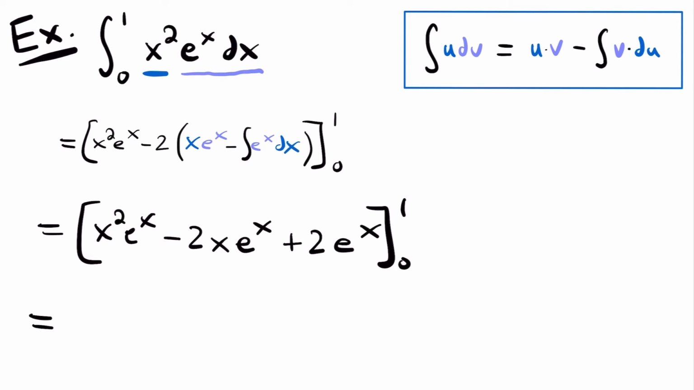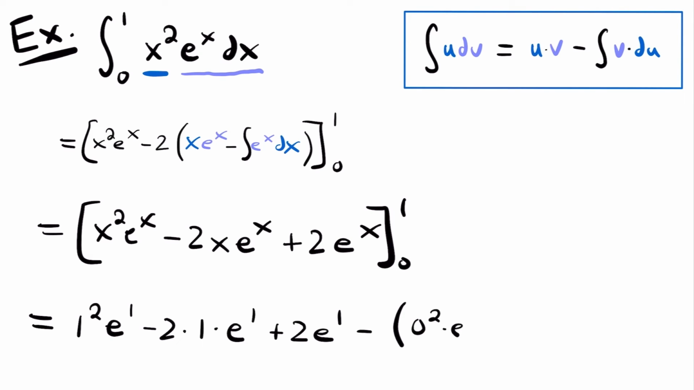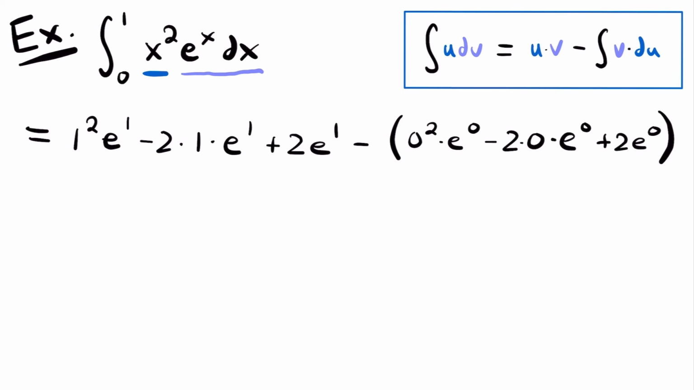So this will be equal to 1 squared times e to the power of 1 minus 2 times 1 times e to the power of 1 plus 2 times e to the power of 1 minus 0 squared times e to the power of 0 minus 2 times 0 times e to the power of 0 plus 2 times e to the power of 0. Okay, so I just plugged 1 in for all of these x's, and then subtracted, plugging 0 in for all of these x's. And so if I clean up my work here, we can simplify.